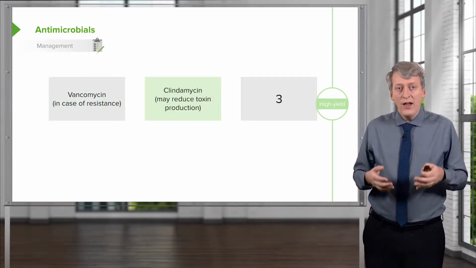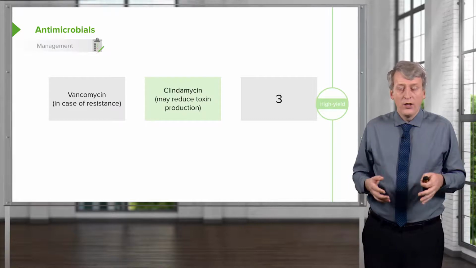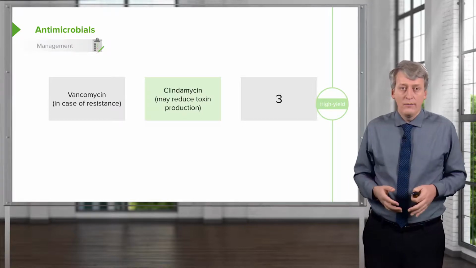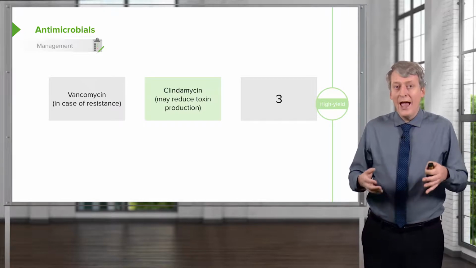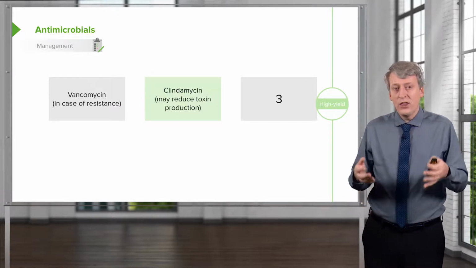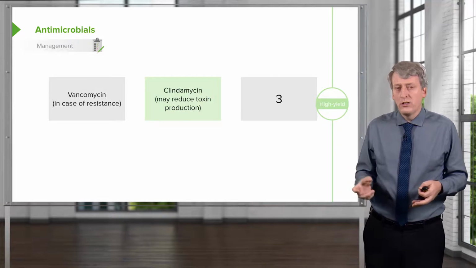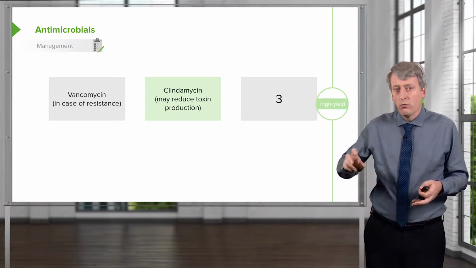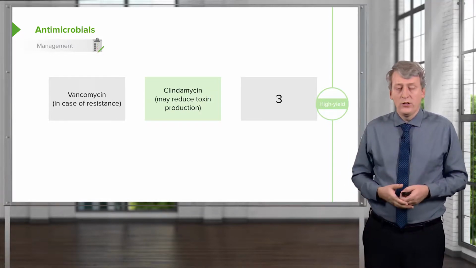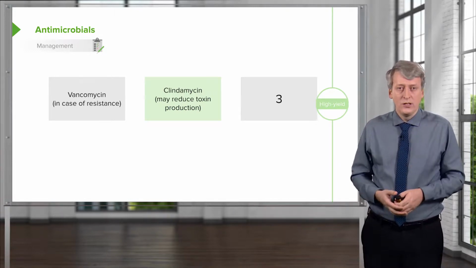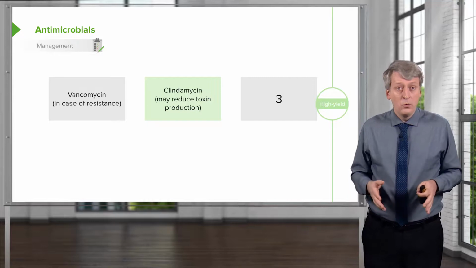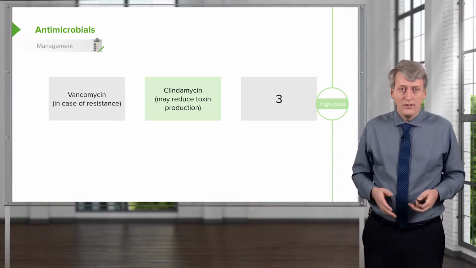However, vancomycin does not block the ribosome of the bacteria. Clindamycin does. So many practitioners will add clindamycin because of the theory that it will reduce toxin production by blocking the ribosomal activity of that particular bacteria. Remember, the toxin is really the part that's causing the problem. So sometimes people will do vancomycin and clindamycin.